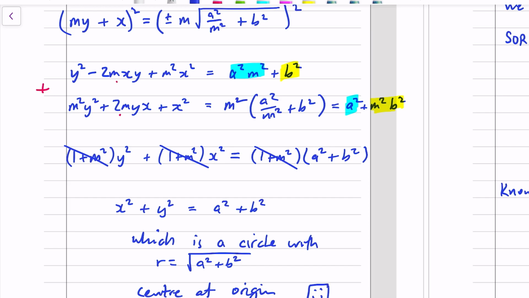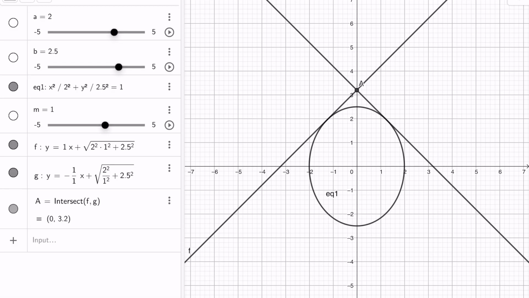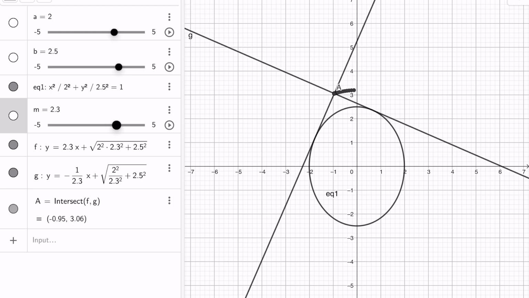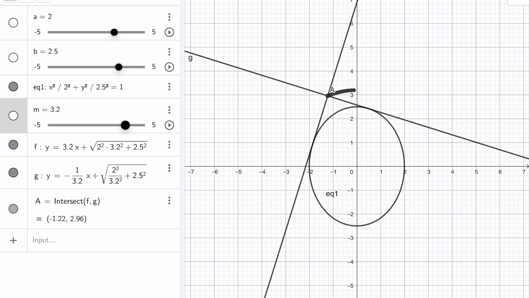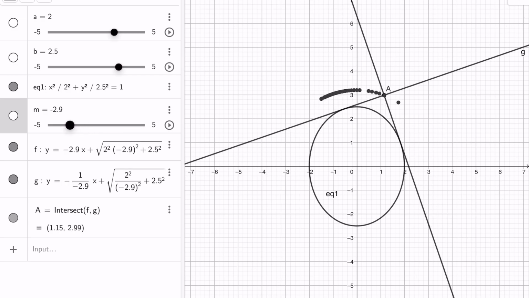And just to finish, I'm going to load up GeoGebra. And let's have a look at what we've just created. Okay, so what I've got here is the ellipse and the two perpendicular tangents. And if I change the slope, the tangents move. A and B are constants related to the ellipse. And you can see there that it's tracing out a circle.